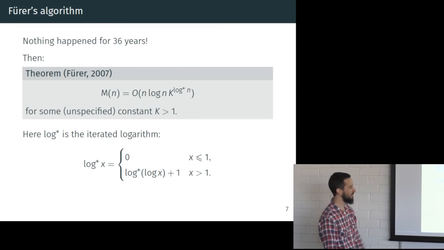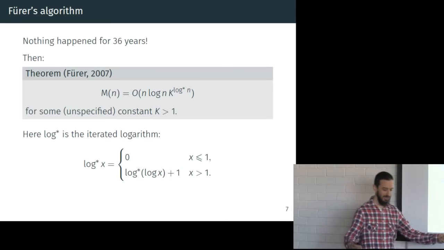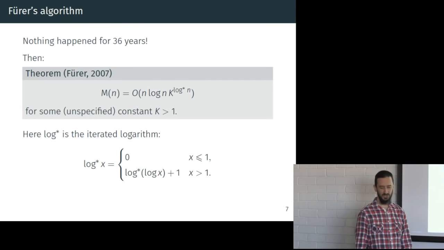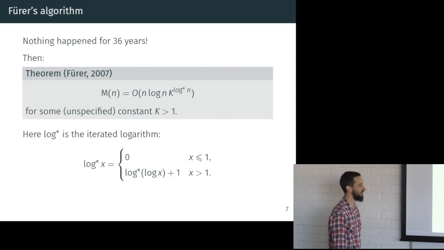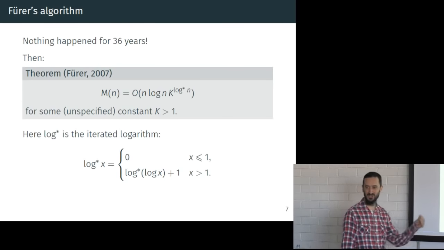So here's the definition. Basically what you do is you take the number n and you take log of that. And if it's still pretty big, you take log again. And you just keep taking log until you've bashed it down to 1. And you count the number of times you took log. Okay, that's log star n. It's a very, very slowly growing function. It's very hard to think of numbers where log star is more than about 3.